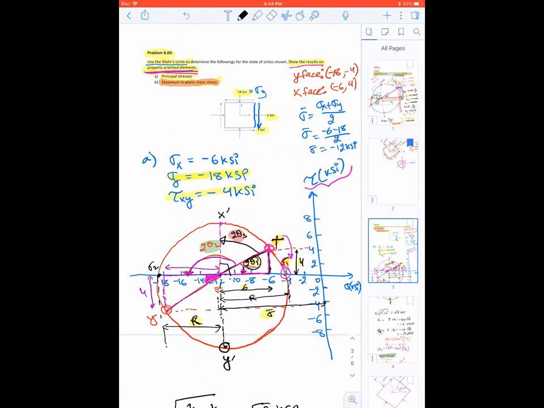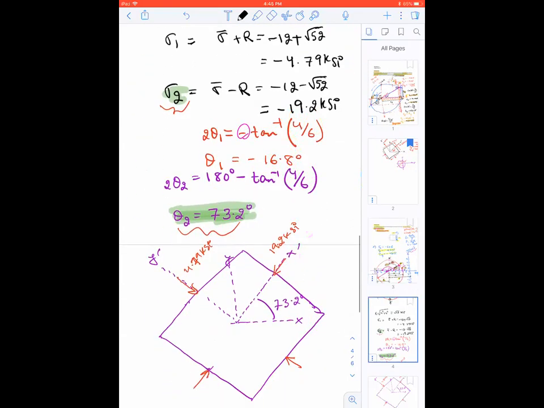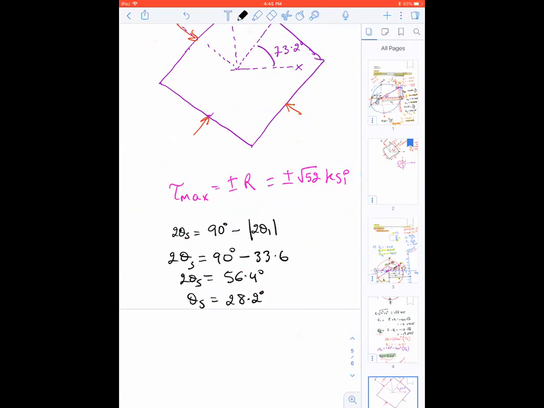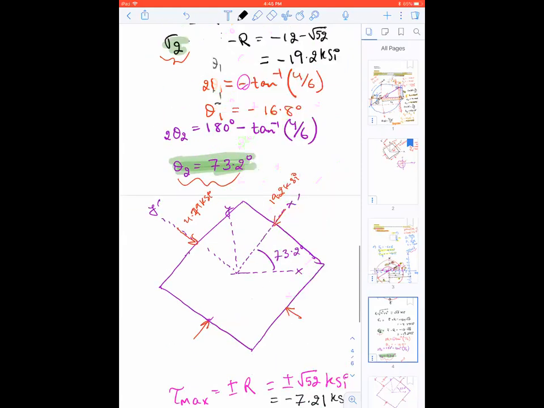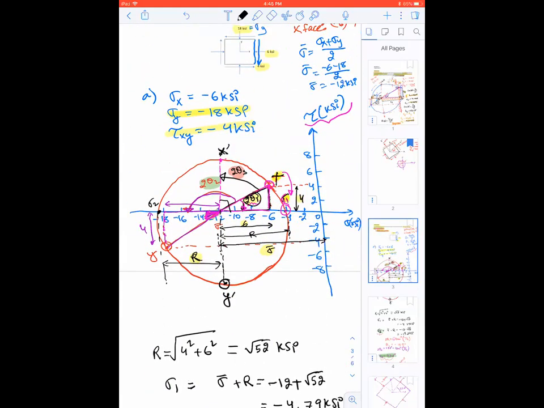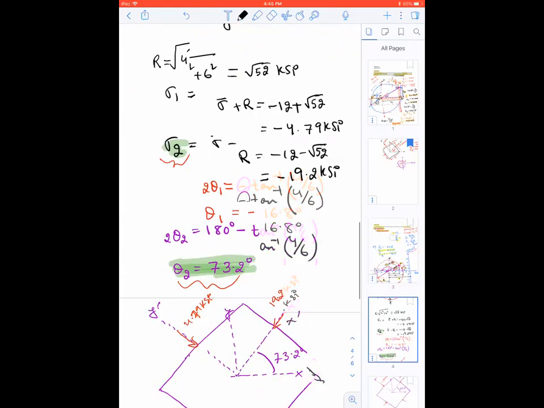Remember, for the x prime face you have to flip the sign of the shear stress. If this is your x prime face, it's showing positive shear stress, but in reality it's going to be negative. Before that, how much is my tau max, plus minus r, plus minus root 52? That is actually negative 7.21 ksi. So it should have been a little down somewhere here.